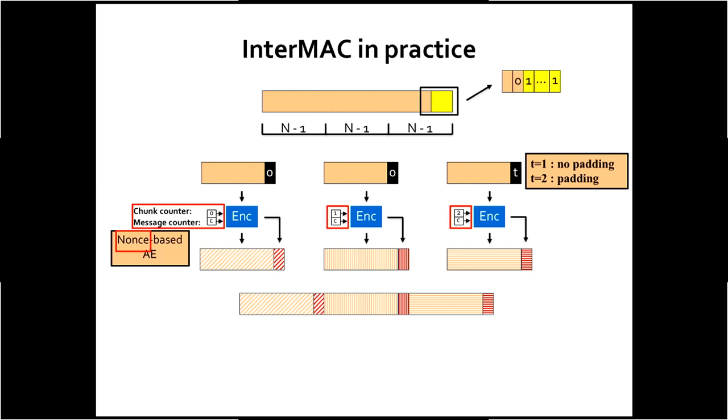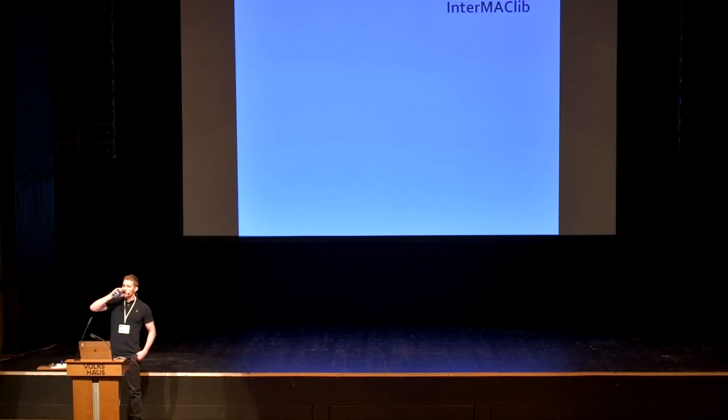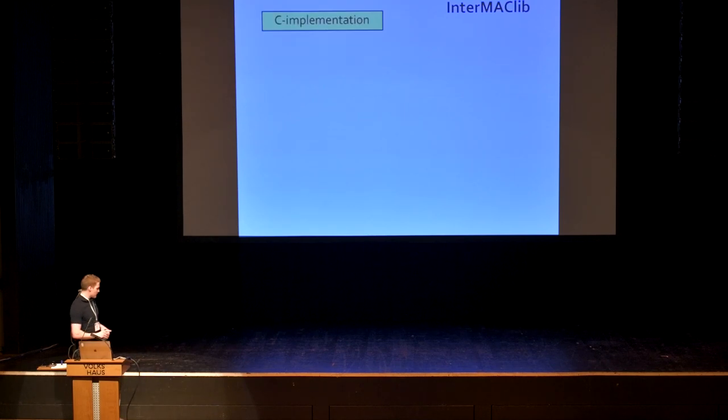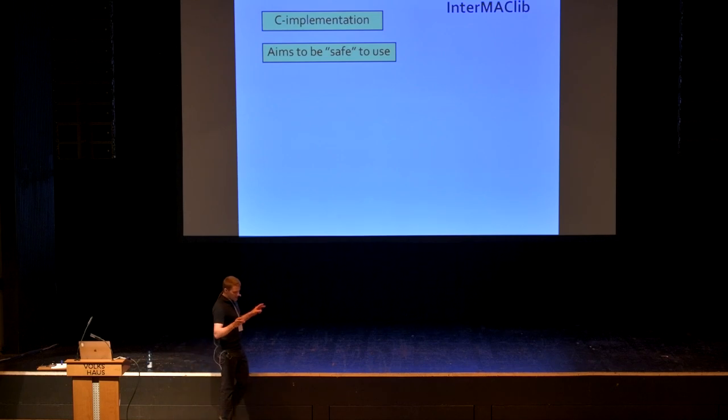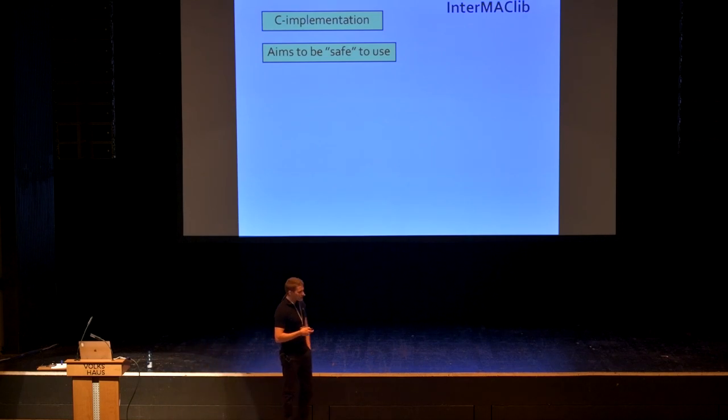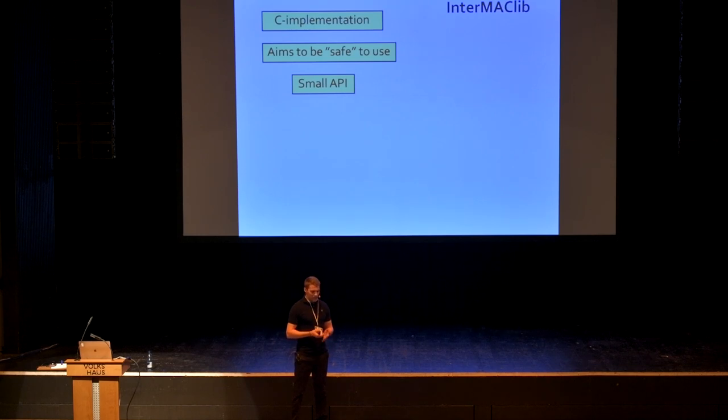All right. So given these modifications, we implemented InterMAC and created InterMAClib. InterMAClib is a C implementation, and the overall aim was to make it safe to use. Safe to use is kind of a vague term, but we use it to mean that it should be very easy to use for a developer, and it should be hard for them to make any mistakes.